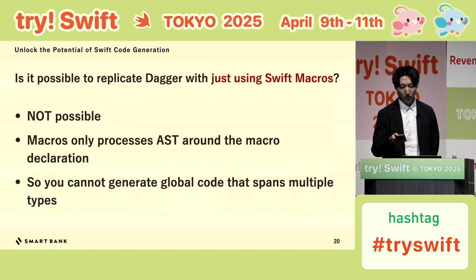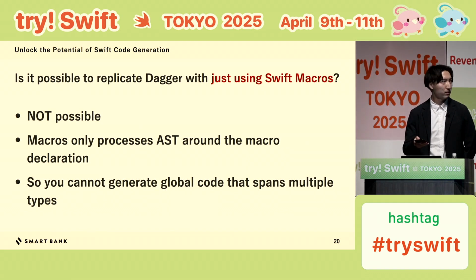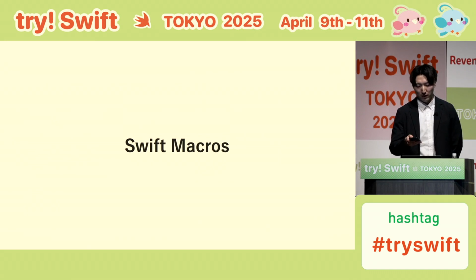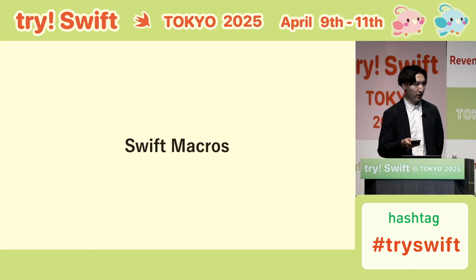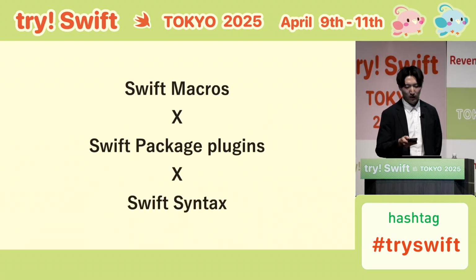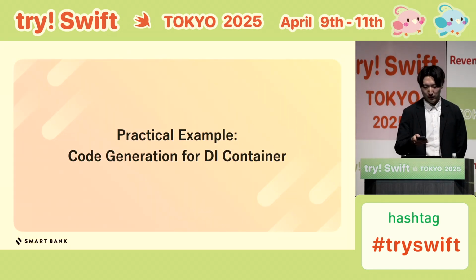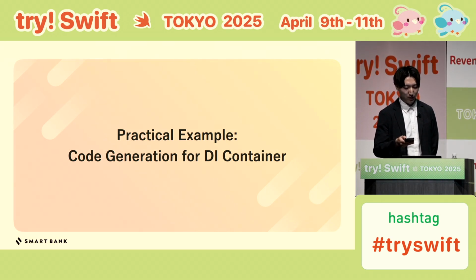However, this is only the case if you rely solely on Swift macros. Once we combine Swift macros with Swift package plugins and SwiftSyntax, we can perform code generation that affects multiple types. Let's see how that might work in practice by discussing a simplified example of generating a DI container similar to Dagger in Swift.